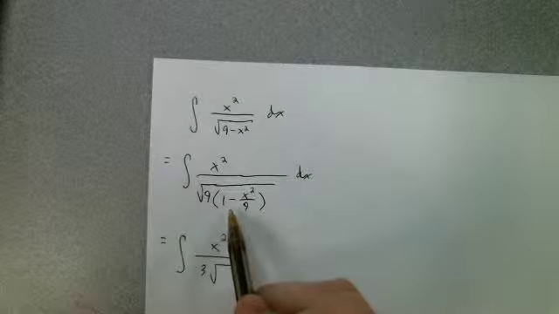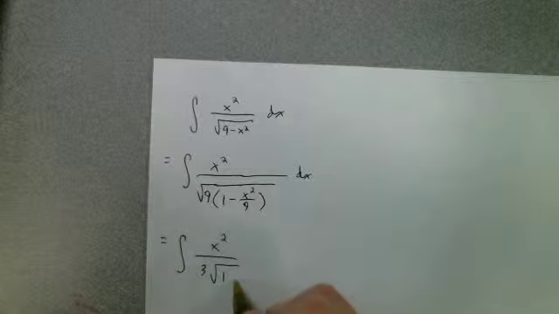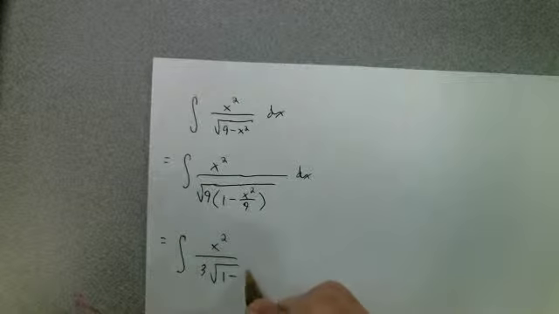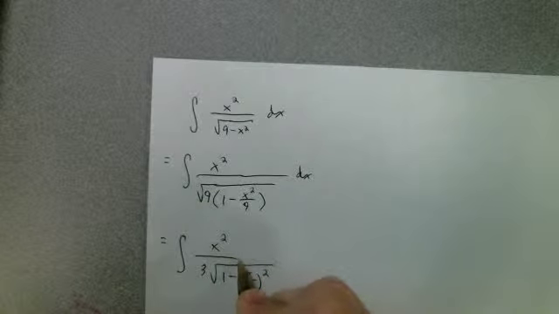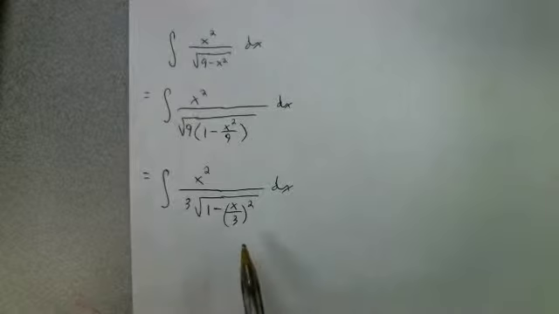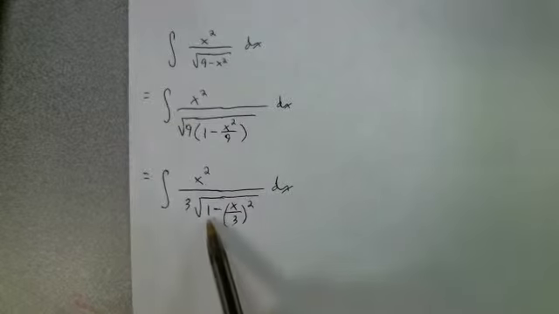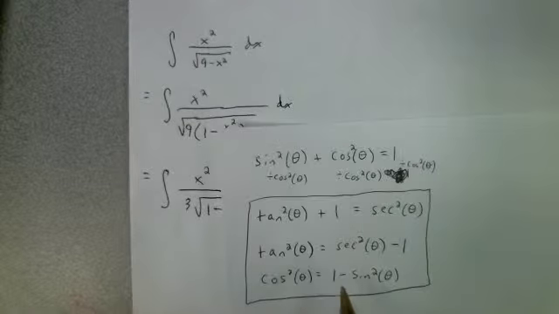Now on the inside, I want to make this look like 1 minus something squared. So what I'm going to do is rewrite x squared over 9 as x over 3 squared. Aha! Now, this does look like a number minus something squared, which is what I got here.